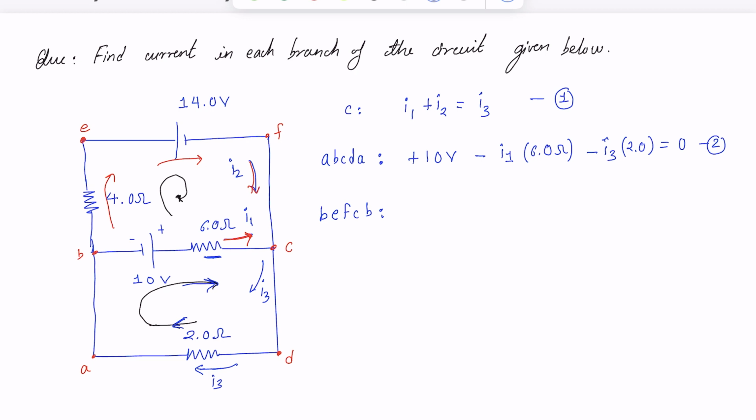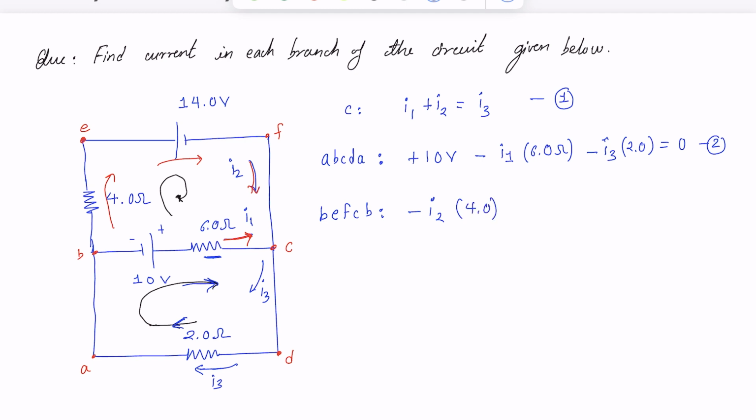So the very first thing we see is a resistor of 4.0 ohms between B and E, and I'm traveling in the direction of the current. That means the potential difference will be I2, because that's the current going through this branch, this resistor of 4.0 ohms, times the resistance.